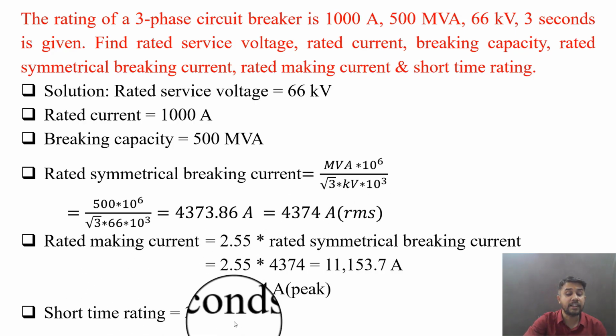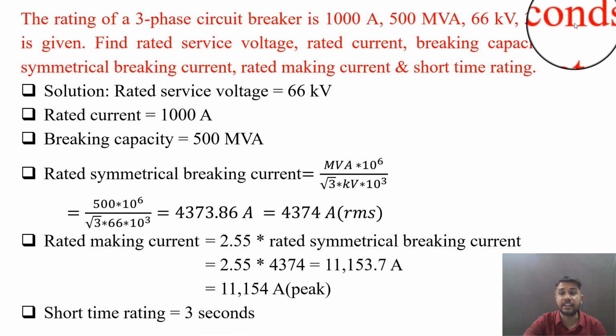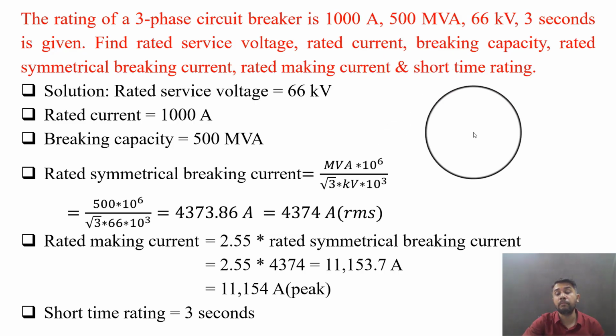The last rating they have asked to find out is short time rating. So short time rating is 3 seconds, that is already given in the detail. So 4 parameters are already mentioned in the numerical itself. We have to calculate only 2 parameters, that is rated symmetrical breaking current and rated making current. So this is one of the simplest type of numerical of chapter number 5.